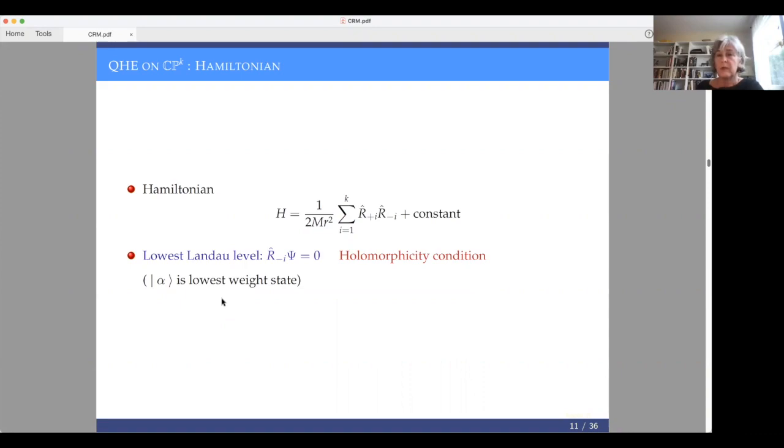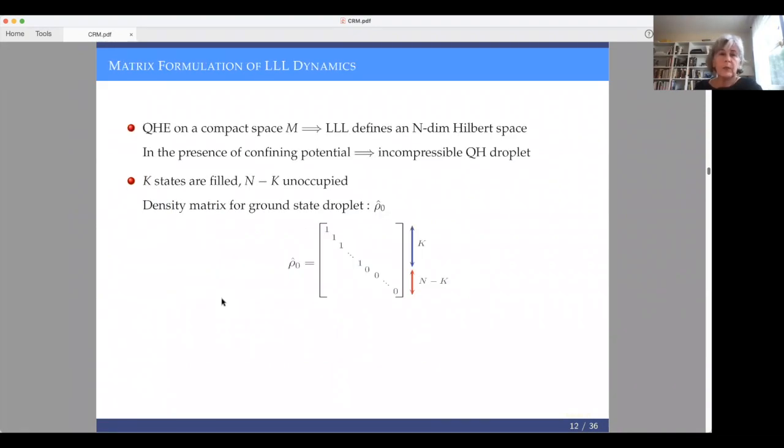Okay, so these manifolds give a kind of straightforward way to construct the full single particle spectrum. So now what I would like to do is leave CPK for a moment and deal with the many-body problem in a very general way and show you how one can find a universal kind of function that describes the dynamics within each Landau level.